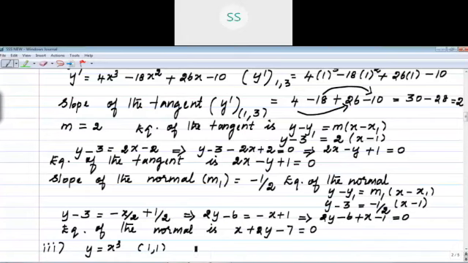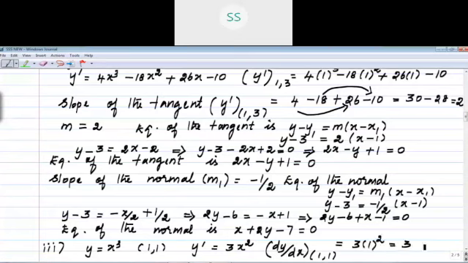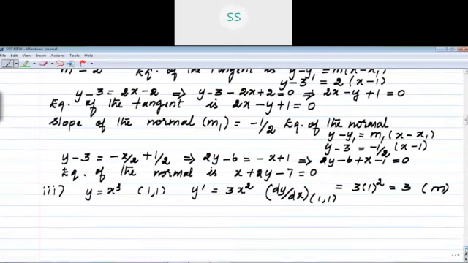Here when you differentiate, that is your y dash, what will you get? 3x square. y dash can be written, as I told you, as dy by dx at 1 comma 1. Now what is your dy by dx? 3 into 1 square, which is equal to 3. This is your m, that is the slope of the tangent, right? What are the things we need? Everything you have to keep ready, then you will enter into the solution part, right?